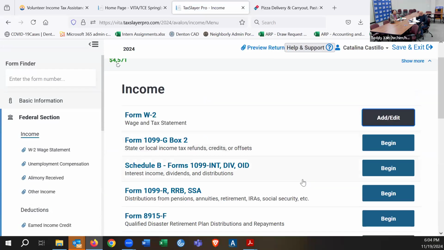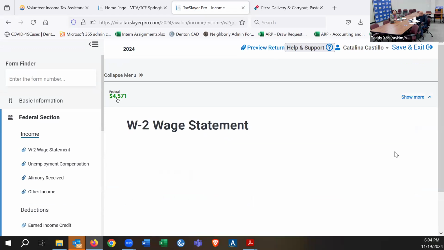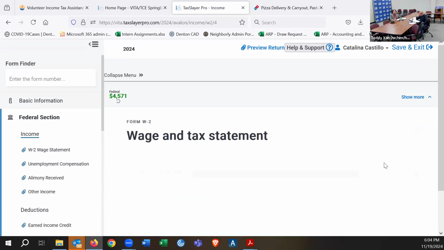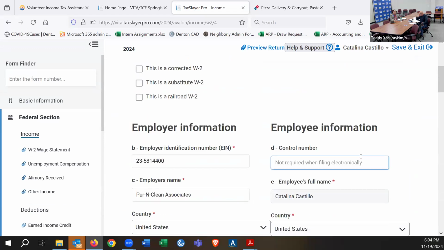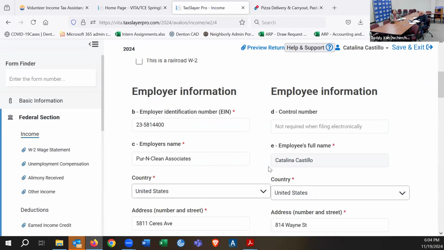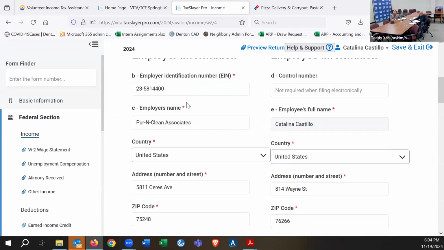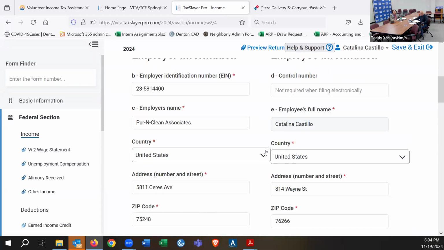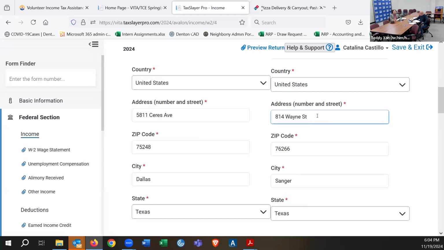Now we can enter income, beginning with a nice simple W-2. It is a standard W-2, has an employee identification number that when you enter that, it should turn up Pure and Clean Associates at 5811 Ceres Avenue, 75248, Dallas, Texas. It should auto-load Dallas. And her information is here.